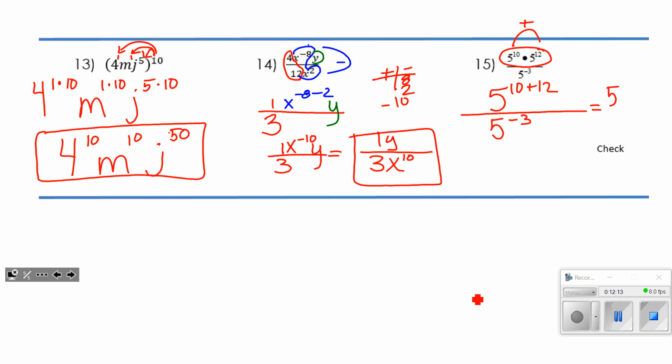Then we have 5 to the 10 plus 12 is 22. And 5 to the negative 3rd on the bottom. So we have a division problem now, which means we're going to do the sideways smiley face. We are going to keep the base. 22 minus negative 3. Then I end up with a negative negative, which becomes a plus. So our final answer, 5 to the 25th power.